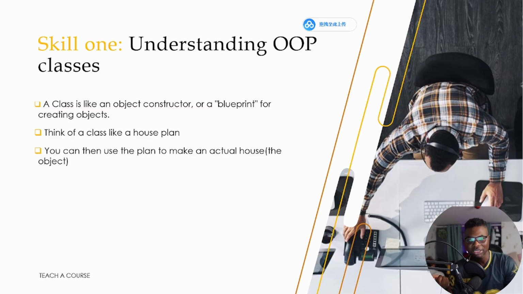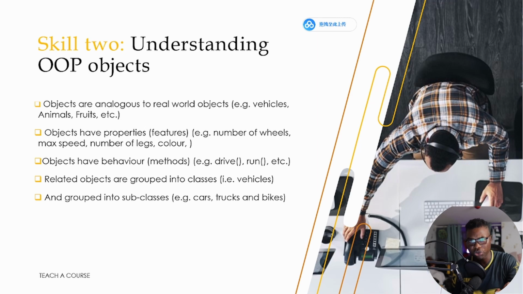Think of a class like a house plan. You can then use the plan to make an actual house, the object. Not only one house, you can construct plenty of houses using that same blueprint. And then also you need to understand what an object is. Objects are analogous to real-world objects. For example, vehicles, animals, people, fruits, etc.